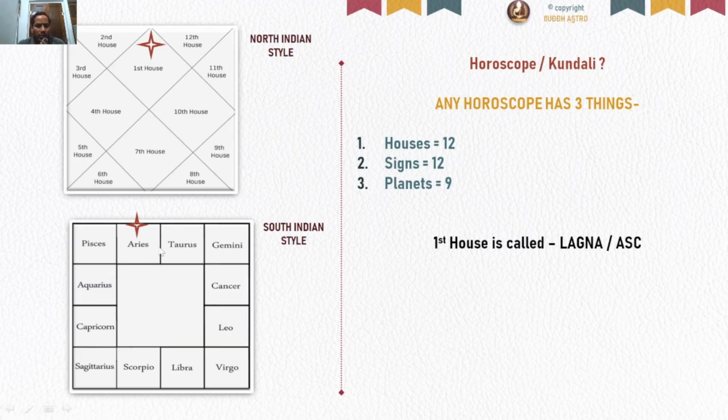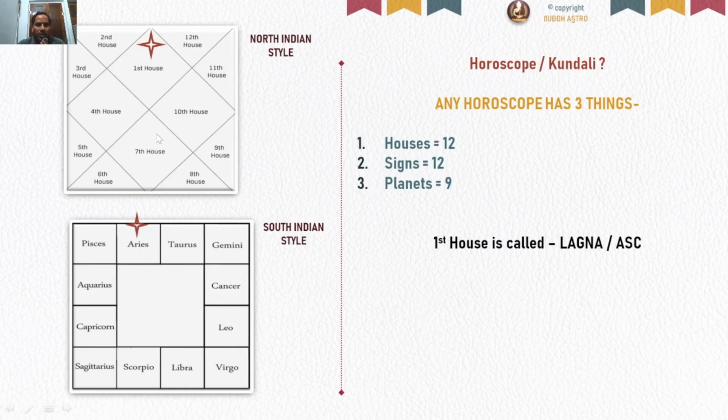This is South Indian style. What we do is leave the first box. Start from the second box. This second box will always have the sign, which is the Mesha or Aries sign. This is fixed in the South Indian style. While in North Indian style, we do not have signs in the houses. Houses are fixed. Here, signs are fixed.